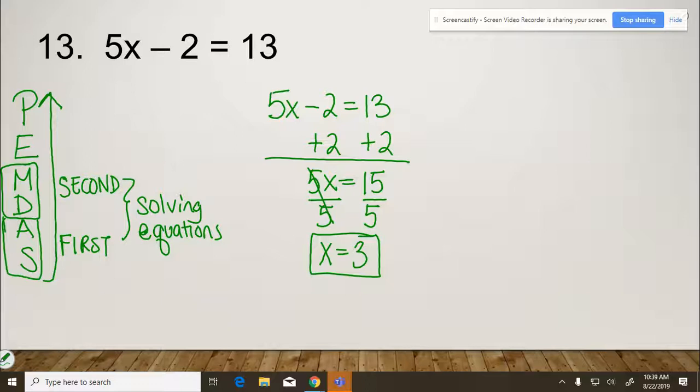Now, I can mentally check that in my head. I know 5 times 3 is 15, and 15 minus 2 is 13, so I've done it correctly. Again, I did that just mentally. 5 times 3, replacing the 3 with the x, minus 2 is 15 minus 2, which is 13. So I did it correctly.